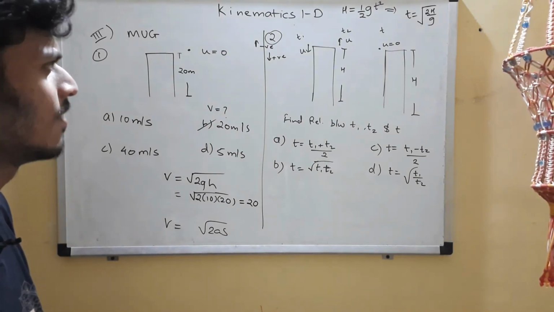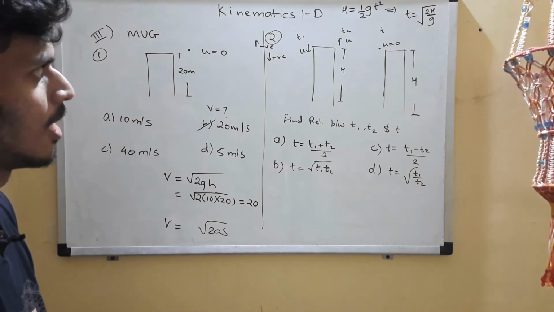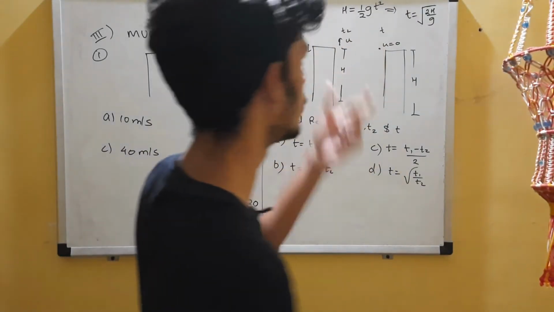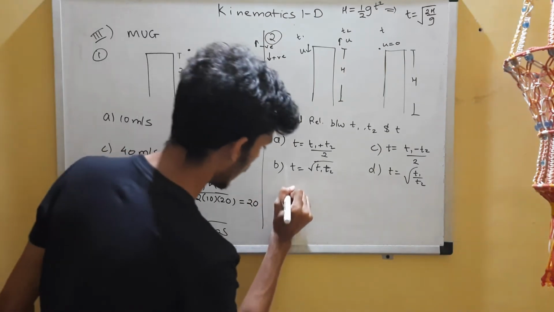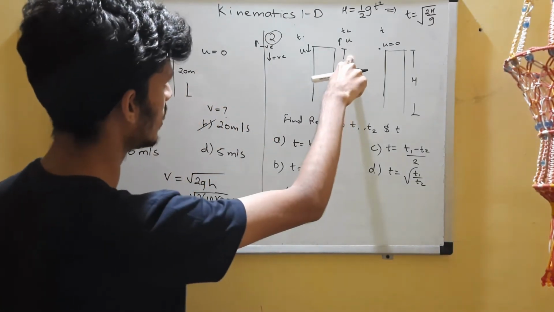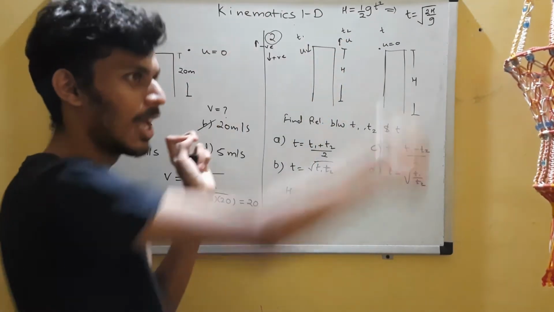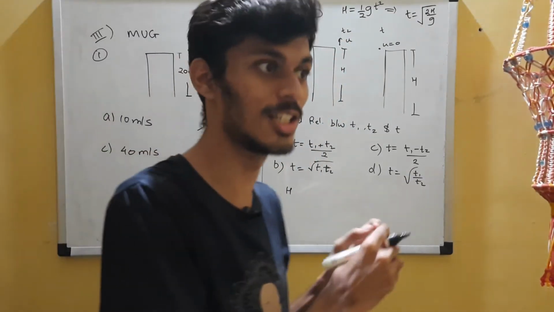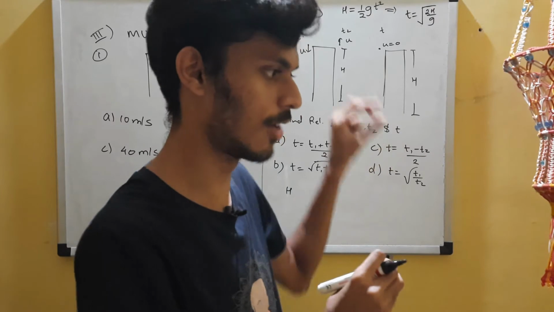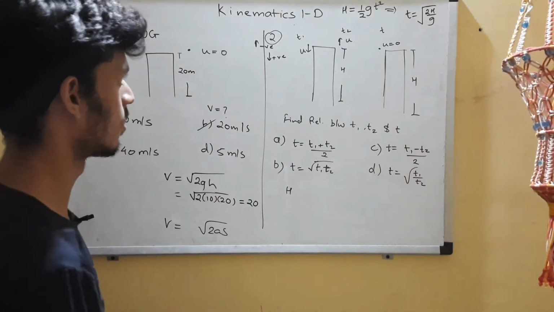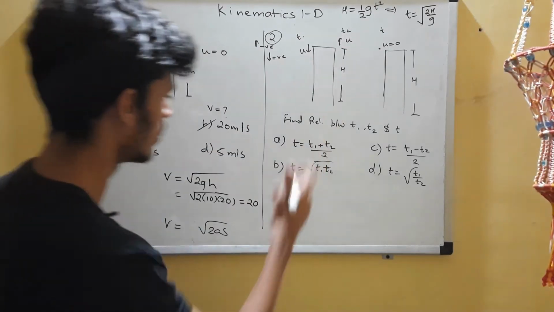We'll write s is equal to ut plus half at square for each of these. So we'll write h. For the first one, you can see the displacement is always h, right? Even if it goes up and comes down, displacement is the shortest distance from the initial point to the final point. So this is the minimum distance. Let's write it for this one first.